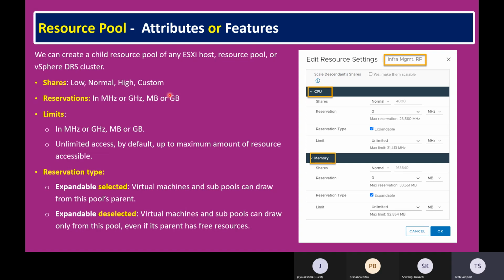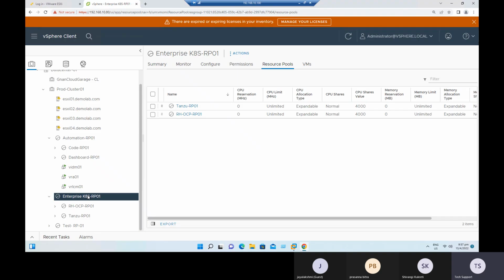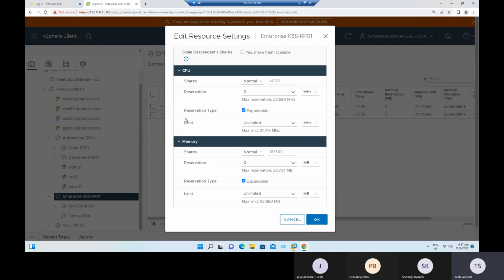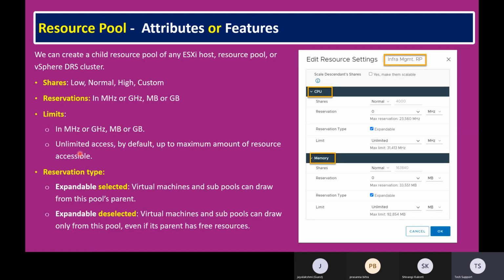Normally companies may reserve 40 GB, 50 GB, 60 GB. And whatever the remaining free memory is considered as a share only. And limit, the actual total capacity is considered as a limit. And unlimited access is the default option. Even if you create a new resource pool, right click, edit settings, if you see, limit by default is unlimited. That unlimited point is mentioned here: unlimited access by default, up to the maximum amount of resource accessible.